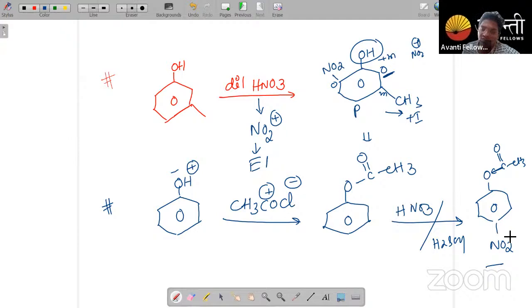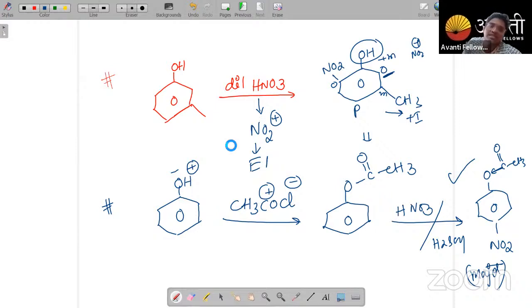So the para position will be the major. Para position will always be taken as major. Ortho position is taken as minor. So if they are asking for the major one, the para nitro compound is always stable. Okay, I hope you guys understand.